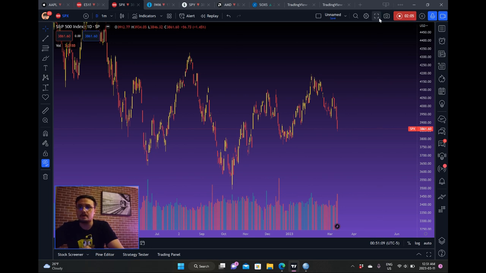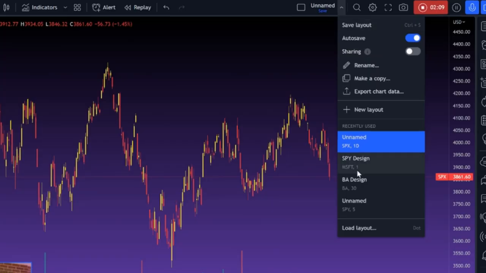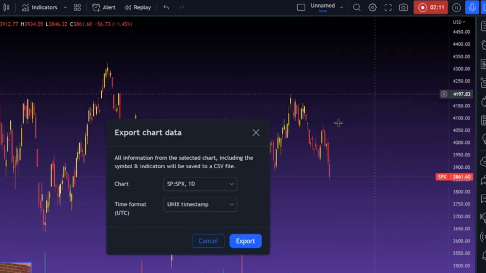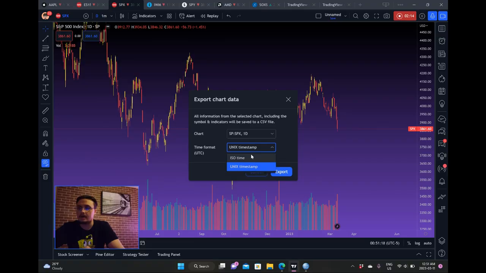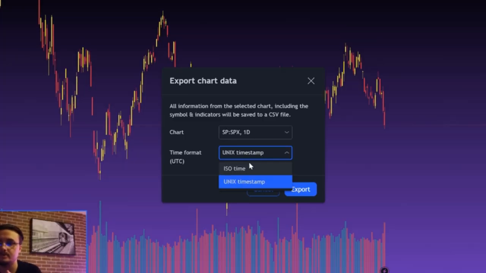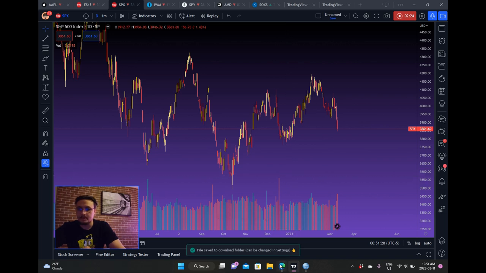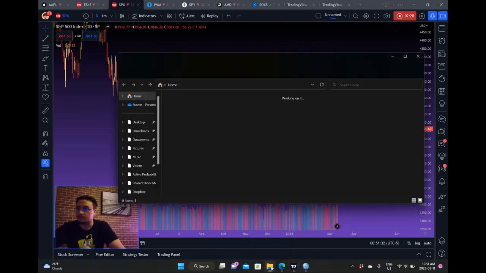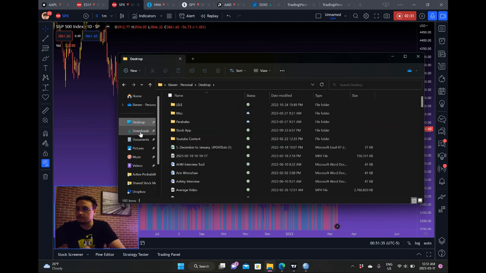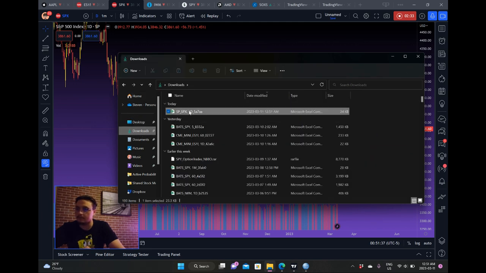We're going to come up to manage layouts, and we are going to export chart data. Again, it's the same as what we did in our previous video on using Excel to do a math-based indicator. We're going to choose ISO time and export this data. Now that the data is exported, we are going to go to our downloads and open it up.